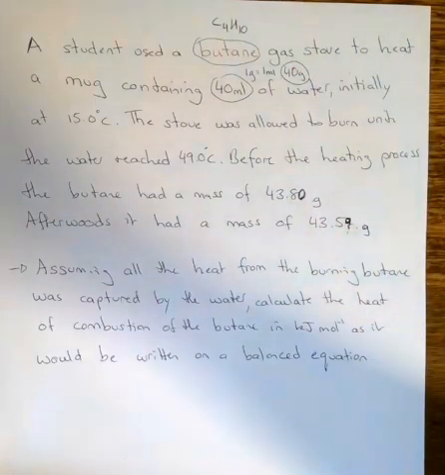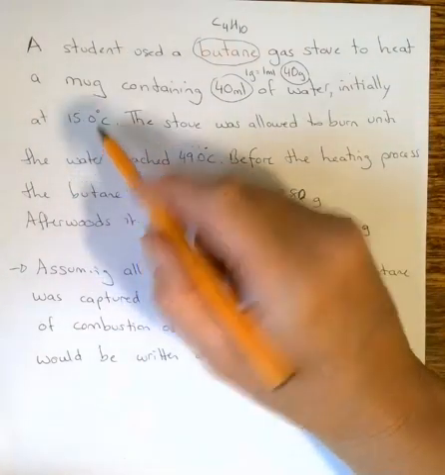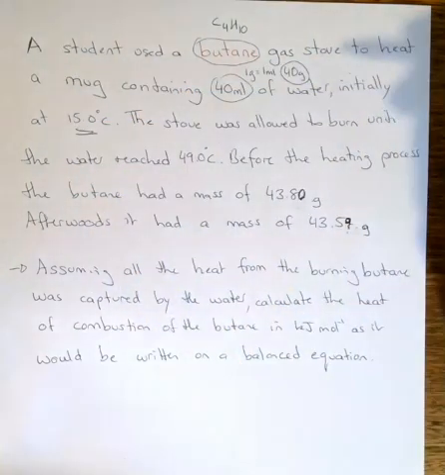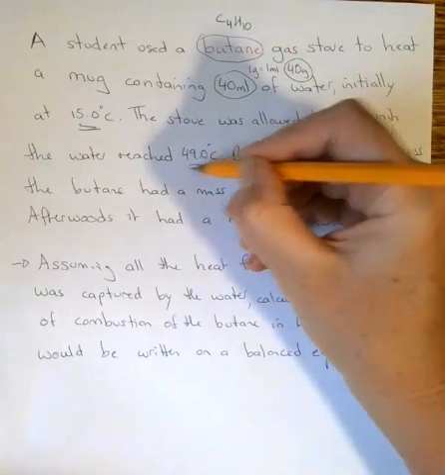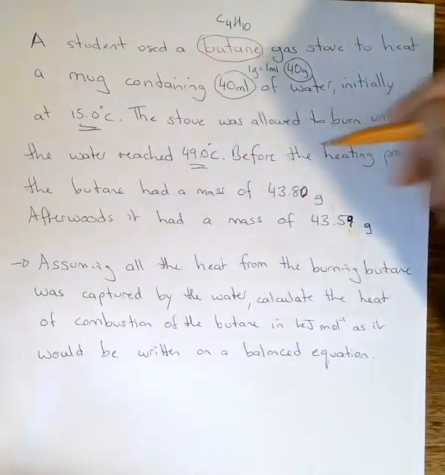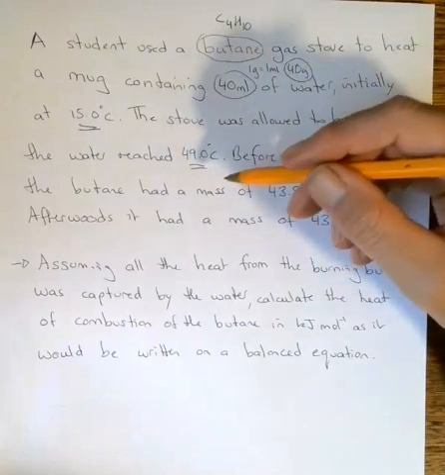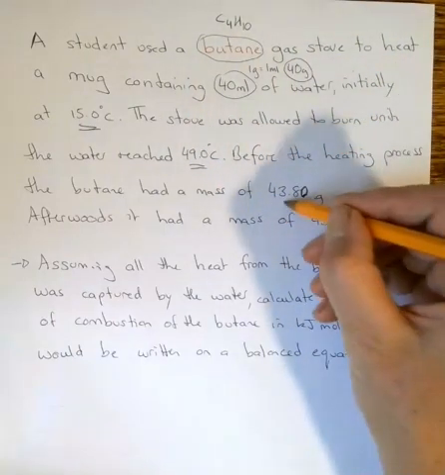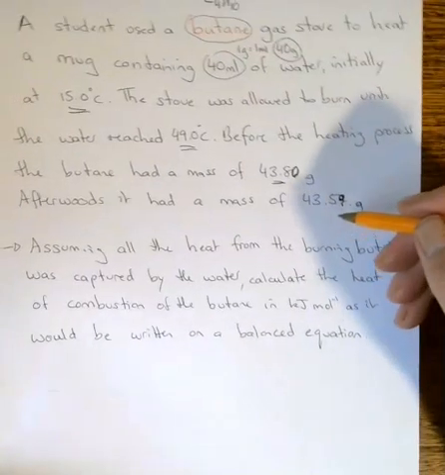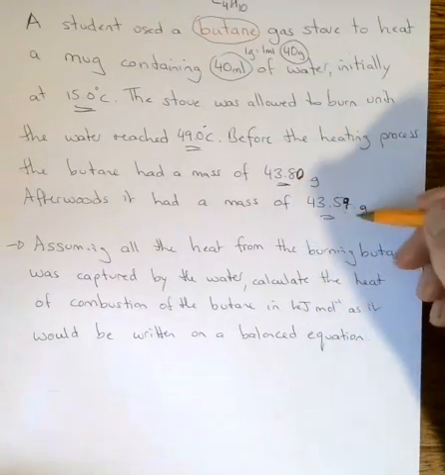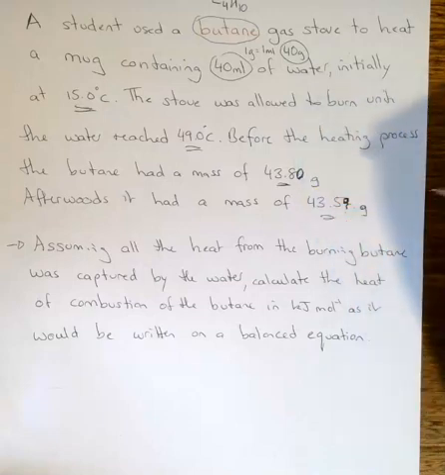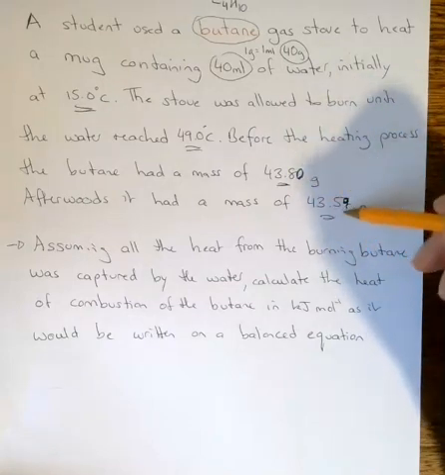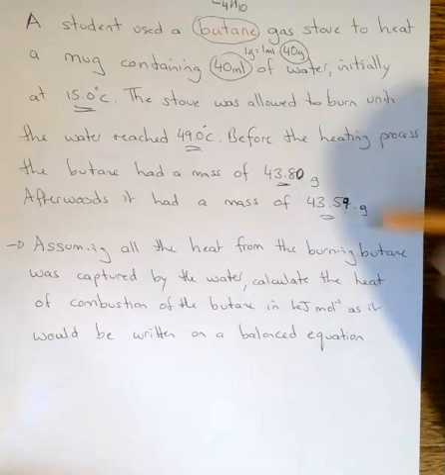So this water was initially at 15 degrees, and was allowed to burn until the water reached 49 degrees, so it's gone up a certain amount. Before the heating process, the butane, the fuel, had this mass, and then after it, it had this mass. This is a lower mass. 0.59 is lower than 0.80, which means that it's lost some mass because the fuel has turned into carbon dioxide and water when it's burnt.